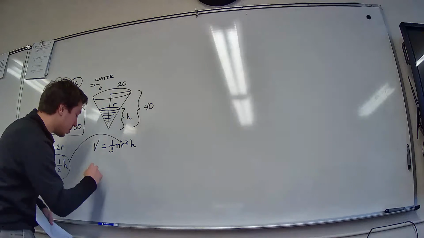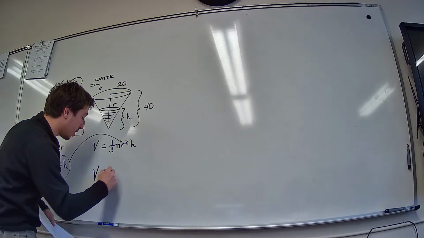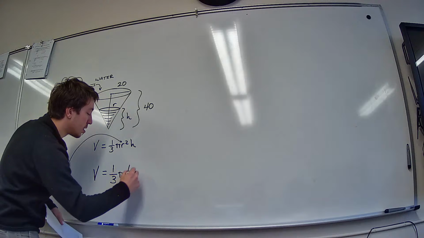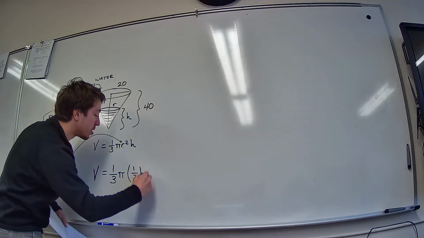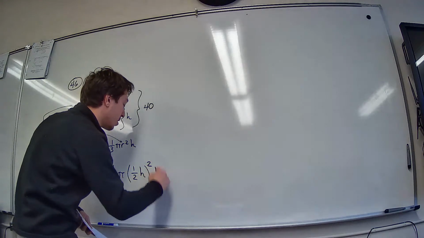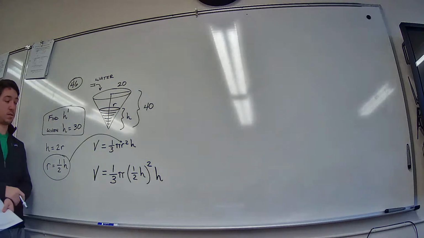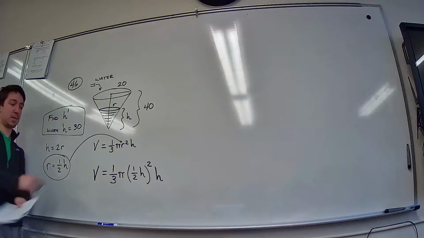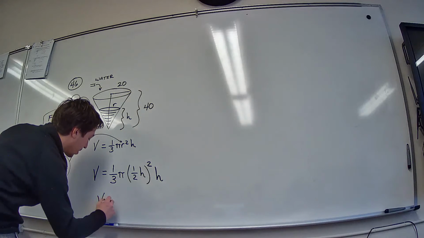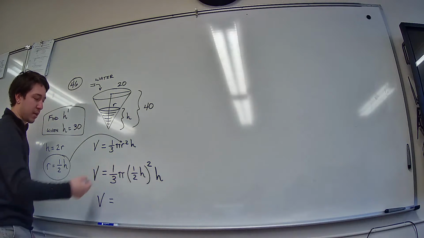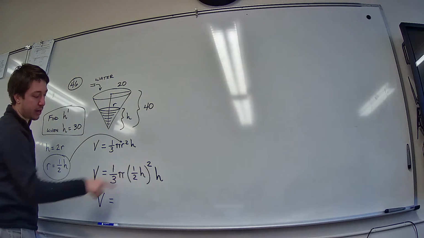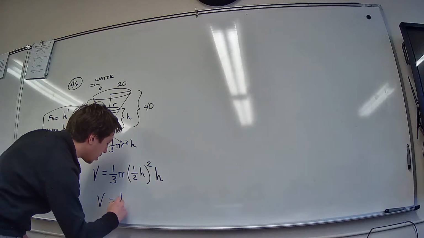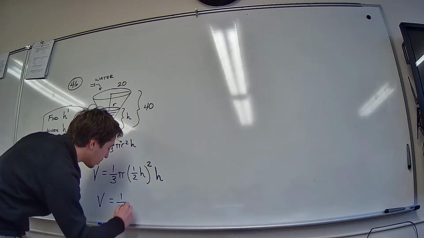So the volume of this cone is really V equals 1/3 times pi times half of h, squared, times h. I'll simplify that one more time, because this is a little bit weird looking. So 1/2 squared is a quarter, and a quarter times a third is 1/12.